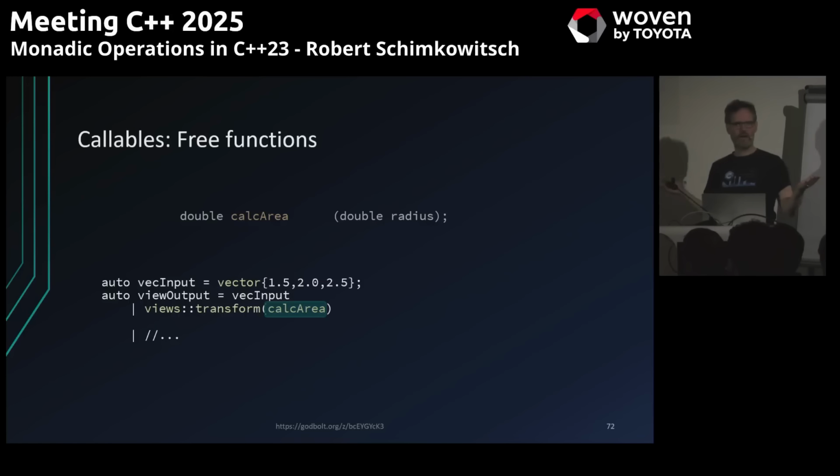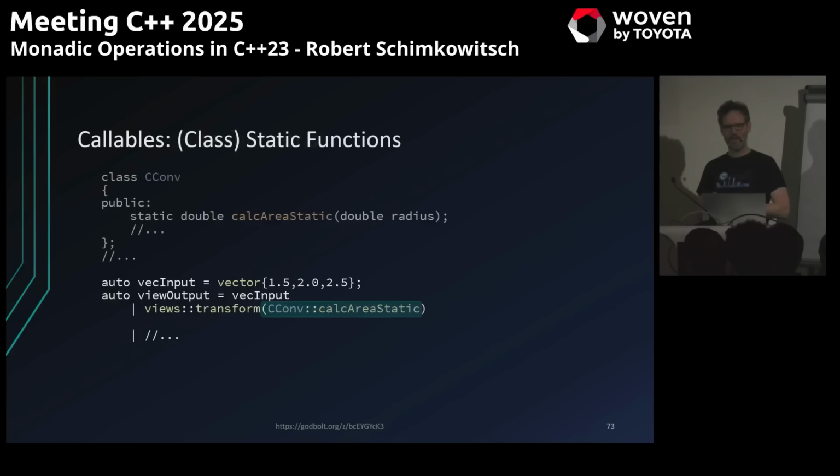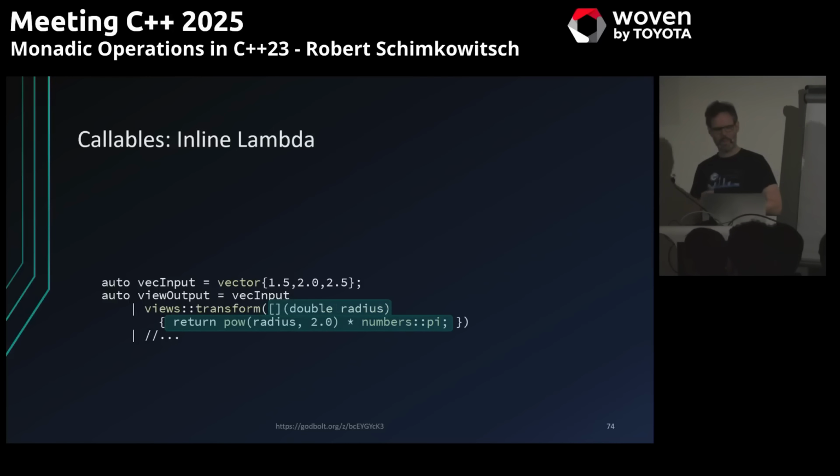So we can use free functions, and that's nice and easy as long as they don't have any overloads. We come to overloads later. And we can do the same thing with static functions of classes. Just add the class name for qualification. And then there are inline lambdas, which are super useful if you have a small snippet of code that I don't want to reuse in multiple places. So it's best for those use cases.